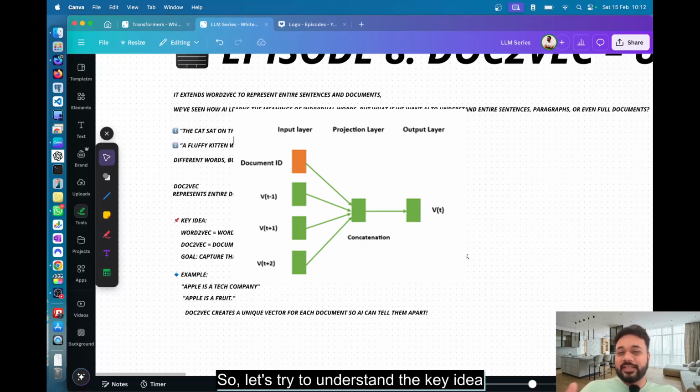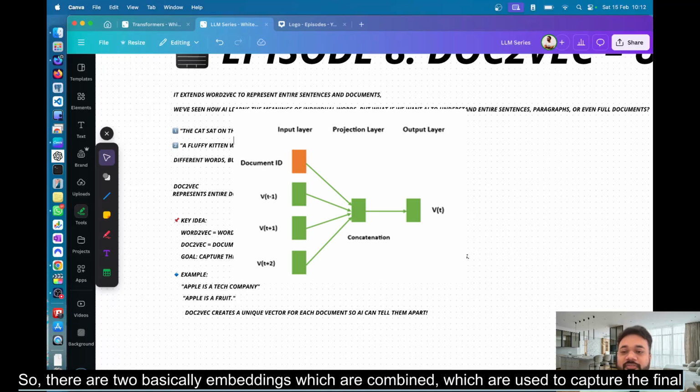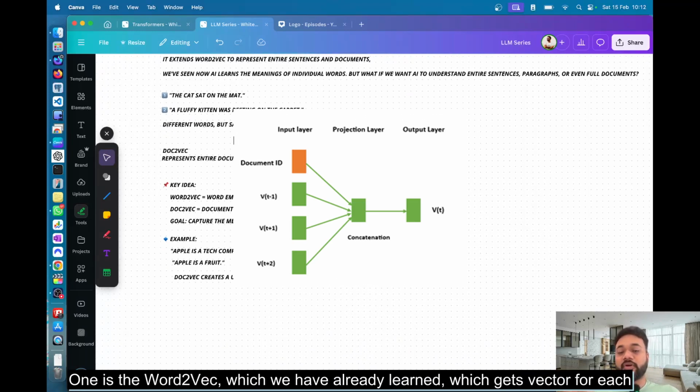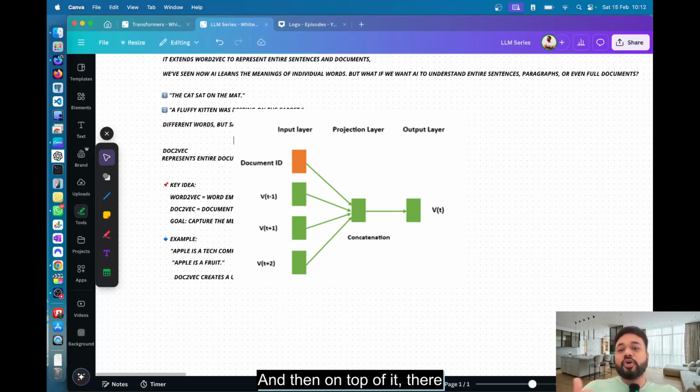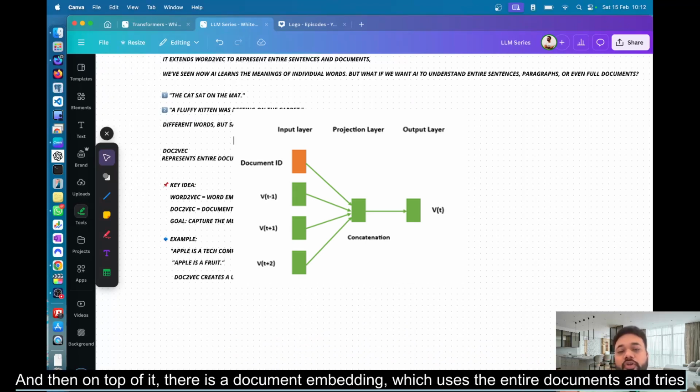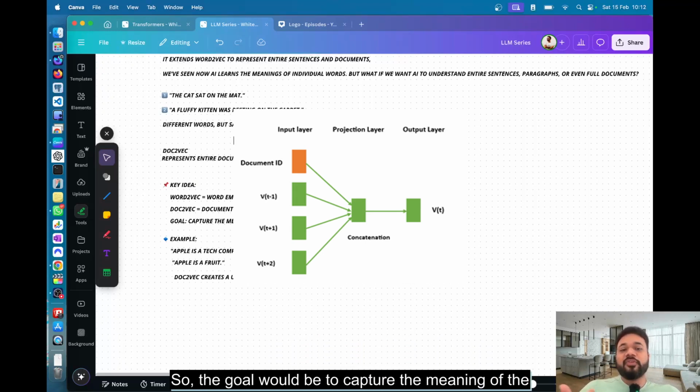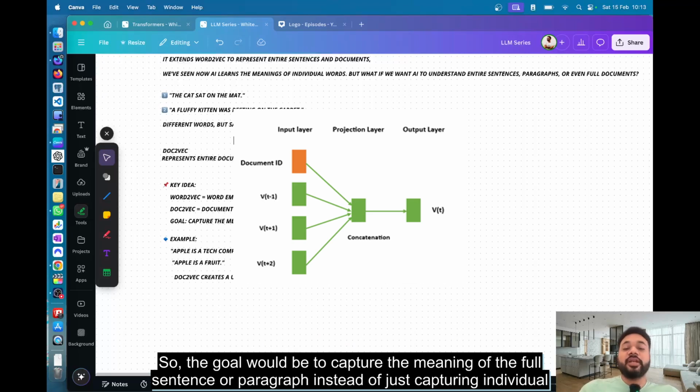So let's try to understand the key idea behind it. There are basically two embeddings which are combined to capture the final embedding. One is Word2Vec, which we have already learned, which gets a vector for each particular word. And on top of it, there's a document embedding, which uses the entire document and tries to represent it as a single vector. The goal is to capture the meaning of the full sentence or paragraph instead of just individual words.